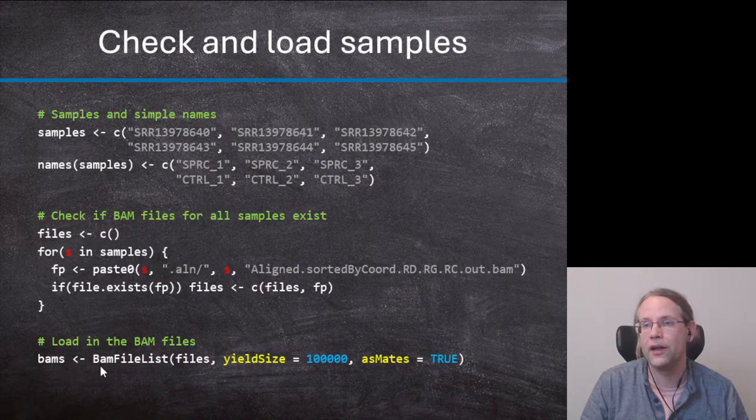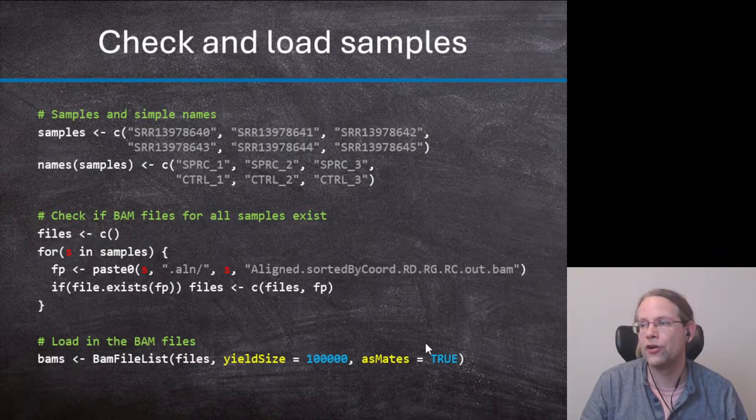So this BAM file list is, again, a special function. This will not do anything. It will just create a pointer to the BAM files. And I can specify how many reads I want to read in per cycle. And I also am going to specify that I want to have paired end reads. So I'm going to say asMates is true.